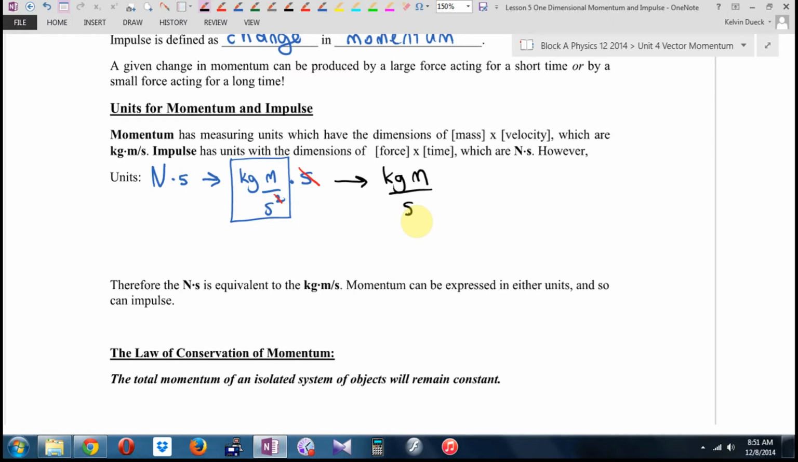Generally, if I'm finding an impulse and I've used force, I'll write my answer in newton seconds. If I'm finding an impulse and I've used mv, I'll write my answer in kilogram meters per second. If I'm not finding an impulse, if I'm just finding momentum, I'll write my answer as kilogram meters per second. But I won't take marks off if you use one or the other. I'm not that fussy.